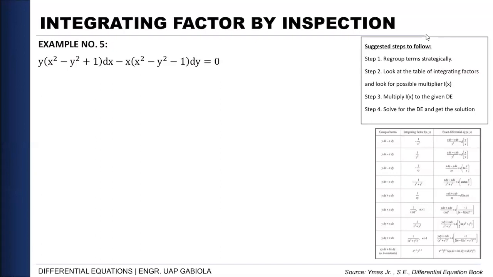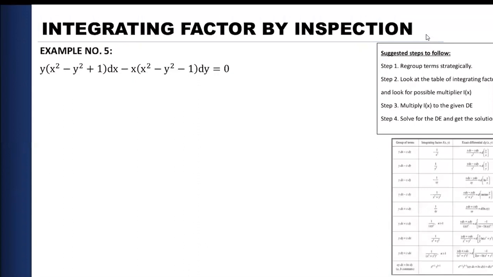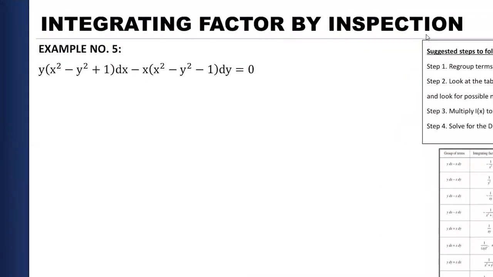Okay? So let's solve this by first regrouping the terms strategically. So let's try to distribute the terms. So let's have x squared y dx minus y cubed dx plus y dx. Okay, next, negative x cubed dy plus xy squared dy plus x dy is equals to 0. Okay, so that is the expanded form.